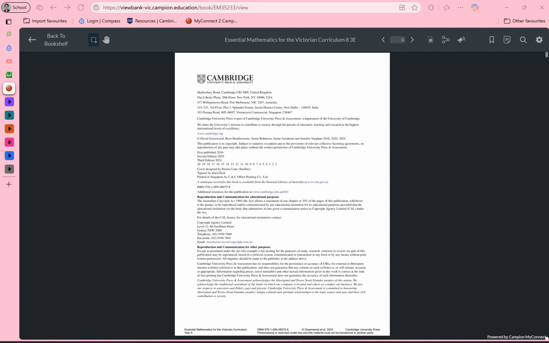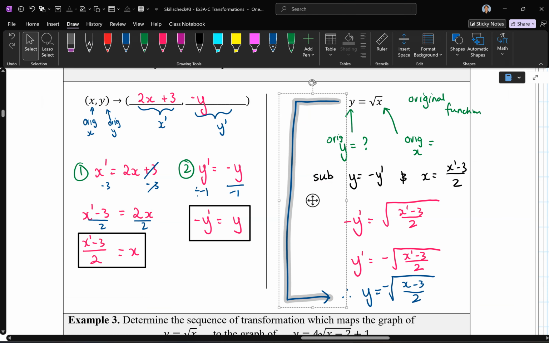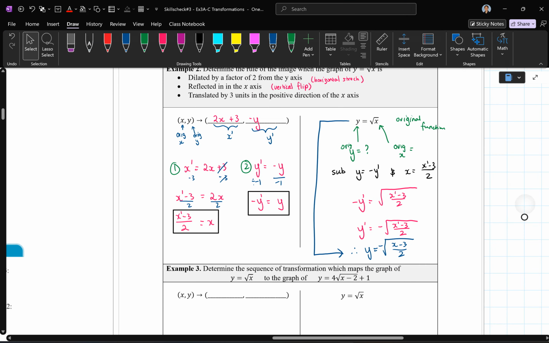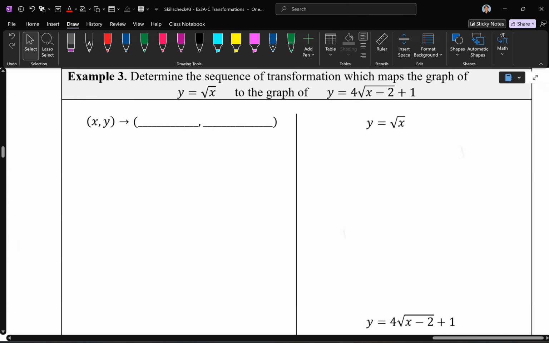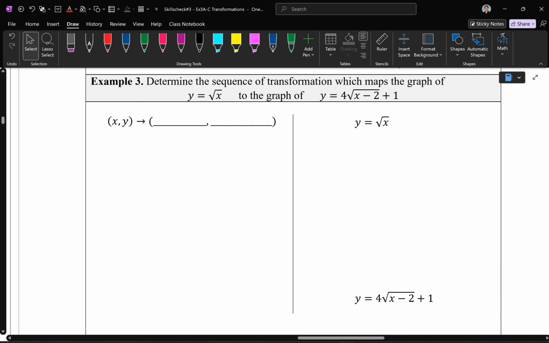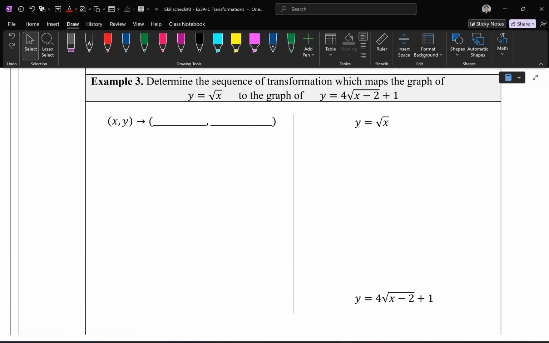All right. Let's do an example. Now let's go back to your sheet. Let's do an example where you're going backwards now. So this is now going backwards. They say determine the sequence of transformations where you went from the original graph to the new equation.